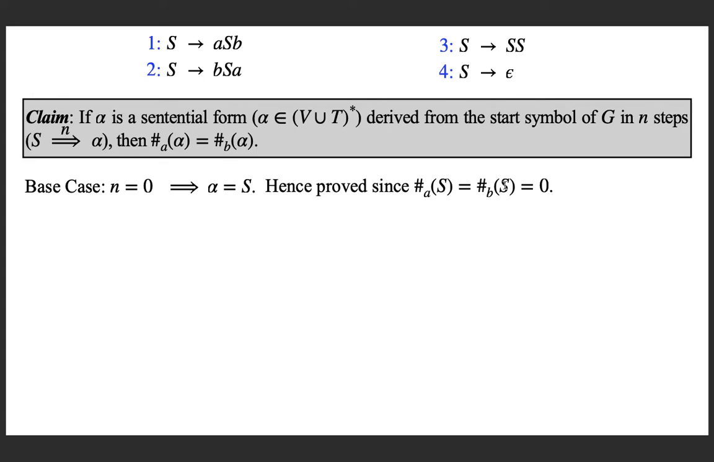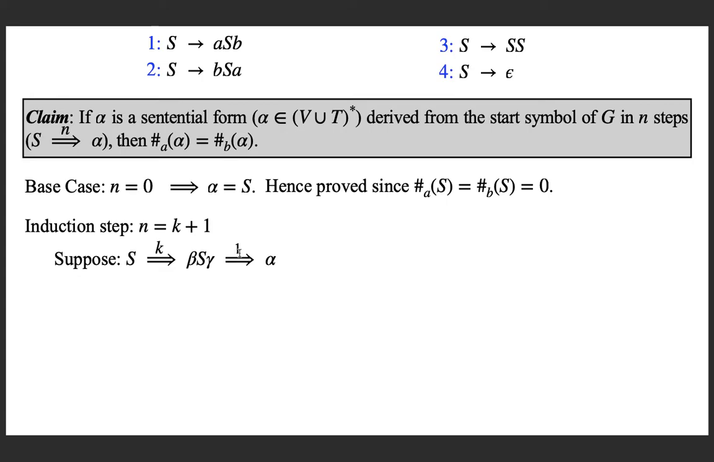And now the induction step. You consider when the number of steps is k plus 1. So how will the derivation look like? From the start symbol, by applying k number of productions or by applying k steps, you derived a string of terminals and non-terminals, and then you applied one more step, and finally you derived alpha. That is, alpha is derived in k plus 1 steps.